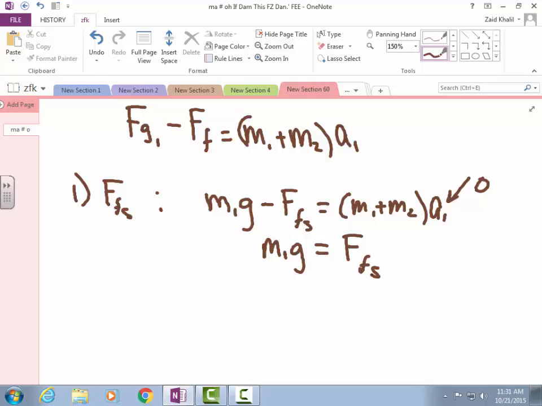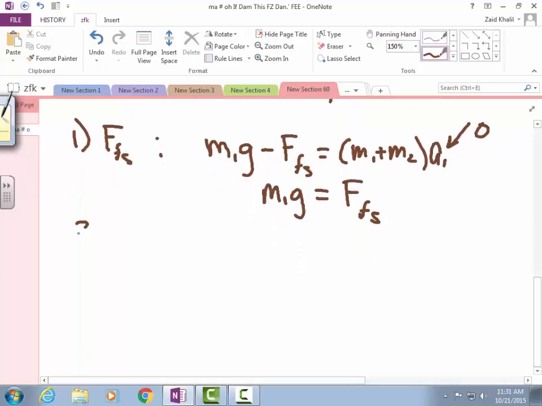If it was greater, what would you observe? What would you observe if the force of static friction exceeded that? You would exceed that, move that way. All right. You don't want to see that.